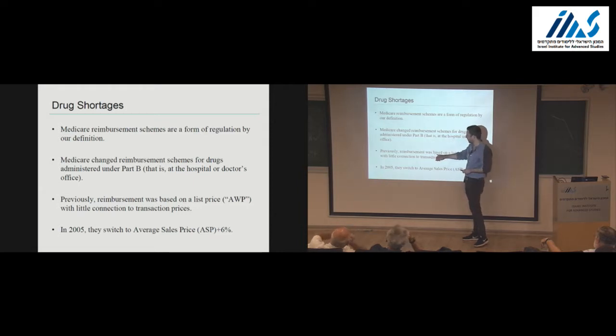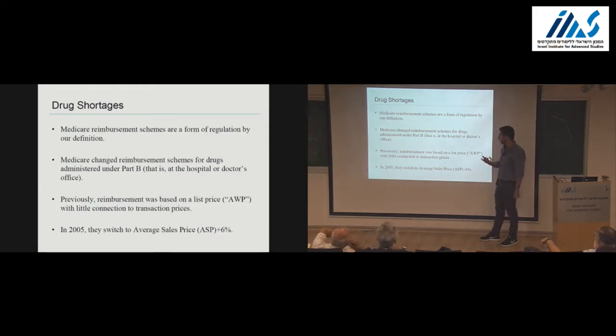For Part B, until 2005, reimbursement was written as a rule based on a list price called the average wholesale price, AWP. This was literally a price that was listed in some book that had no bearing on anything.